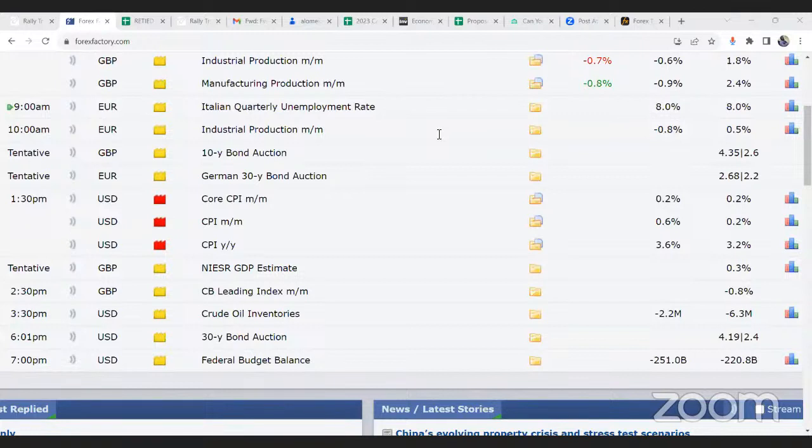What I expect from this data is that if it comes out higher than we expect, it will give strength to the dollar. Why? When there is increased inflation, investors immediately think that it will force the US government's hand to increase interest rates. And when there is an increase in interest rates, it means you can make more returns when you invest in the dollar.